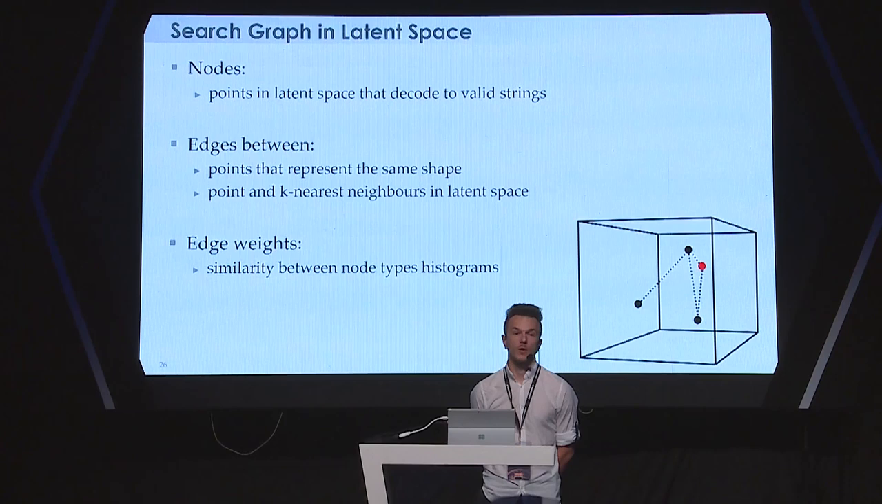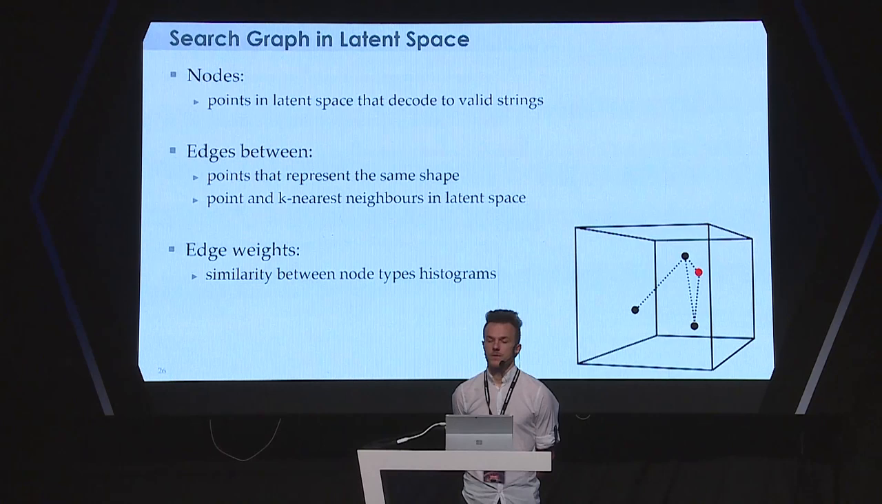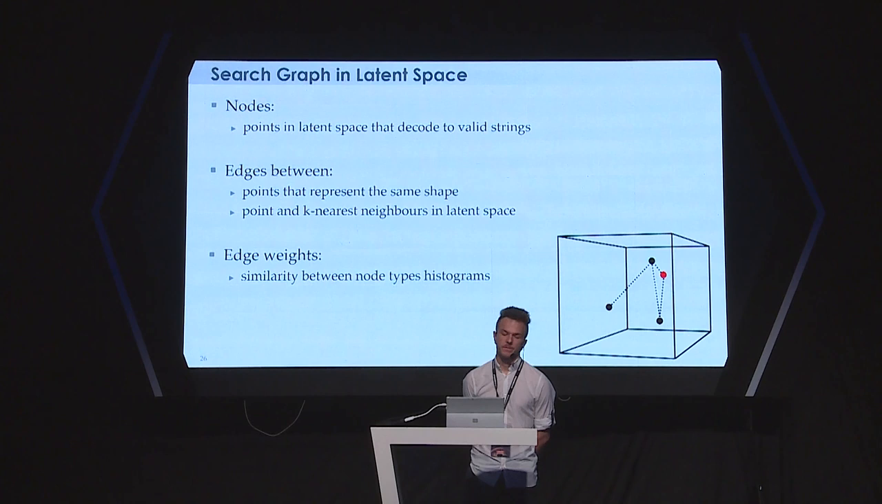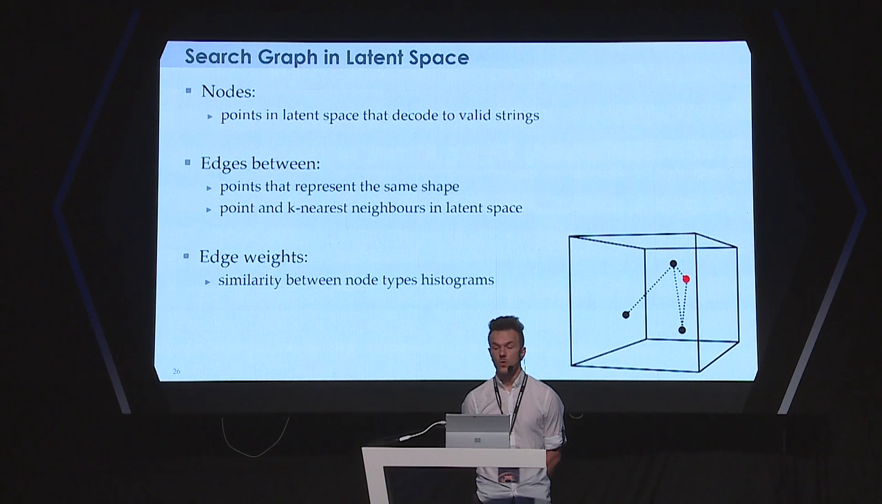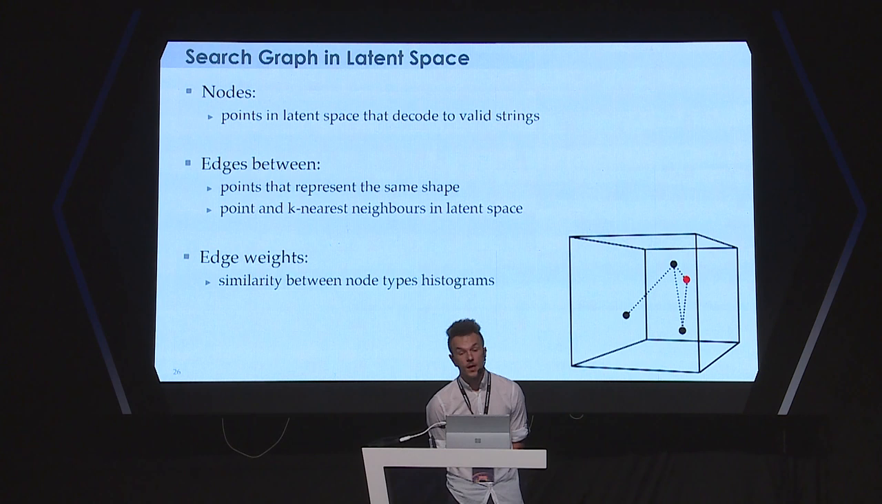So we experimented with a couple of methods, and the one that worked best was a search graph that we constructed by using Euclidean distance in latent space again to guide the graph topology. So we connected each point with its k nearest neighbors. We also connected points that represent the same shape.